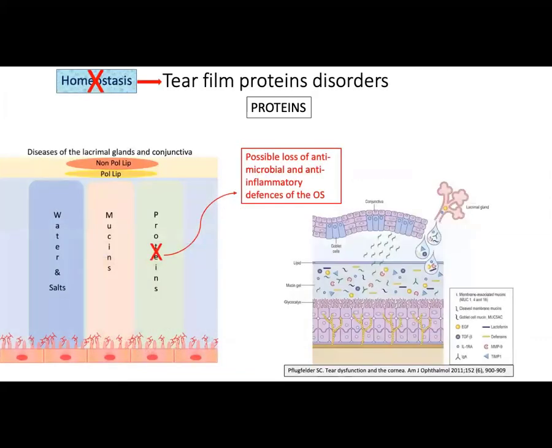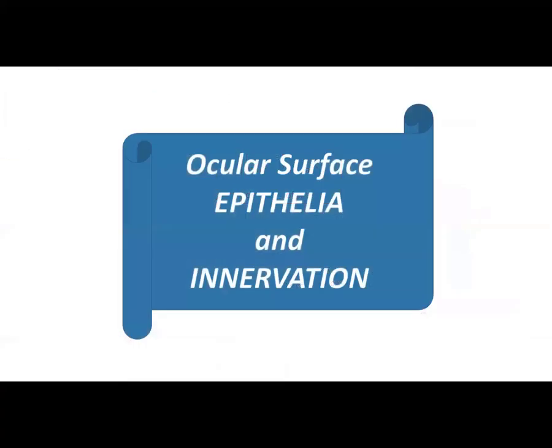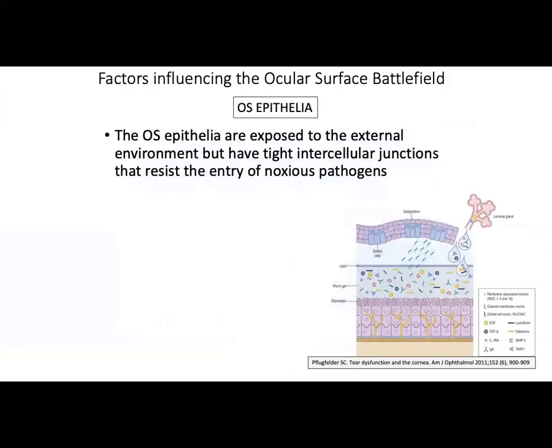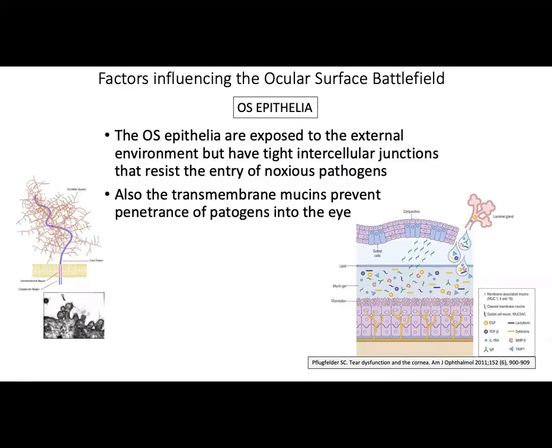In case of tear film protein disorders, there is loss of antimicrobial and anti-inflammatory defense of the ocular surface. We must carefully examine the ocular surface epithelia and their innervation also. The ocular surface epithelia are exposed to the external environment, but have tight intercellular junctions that resist the entry of noxious pathogens. Also, the transmembrane mucins prevent penetrance of pathogens into the eye.